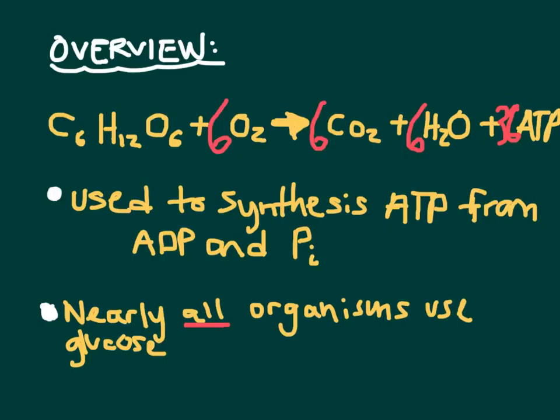The overall equation for cell respiration is 1 glucose plus 6 oxygen molecules creates 6 CO2 molecules, 6 waters, and 36 ATP. The whole reason for cellular respiration is to create ATP from ADP and inorganic phosphate. ATP is the primary source of energy for almost all living organisms.